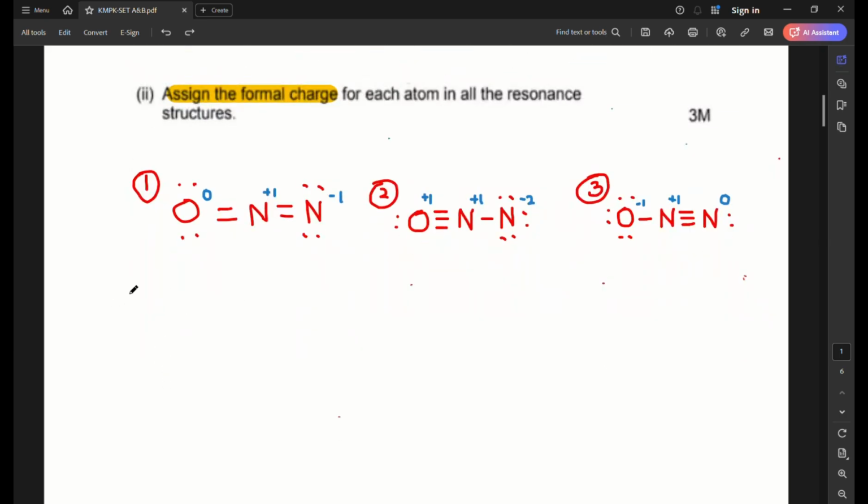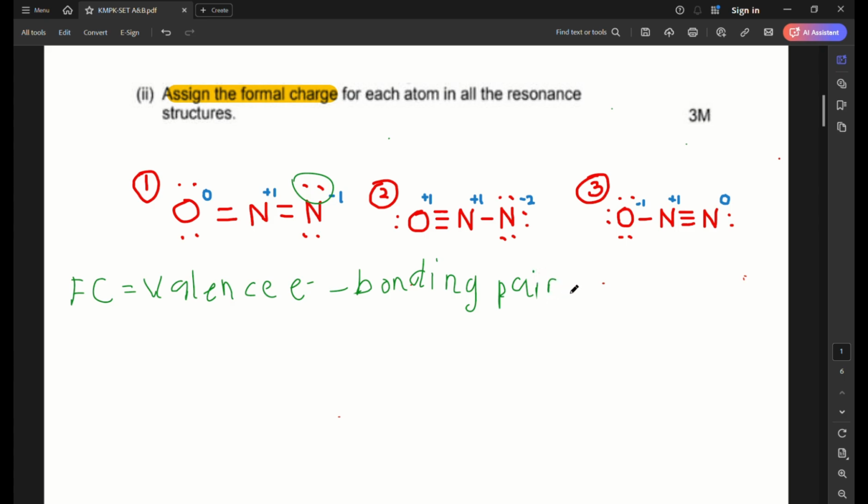calculate the formal charge, which is FC. Formal charge is equal to the number of valence electrons minus the number of bonding pairs. Bonding pairs are the lines, by the way. These lines are called the bonding pairs, and the dots here are called the lone pairs. Then minus the lone pairs.